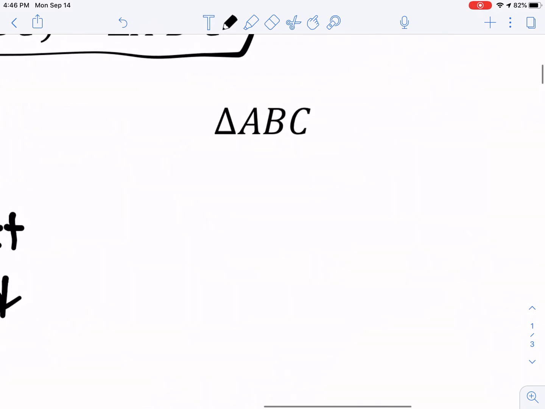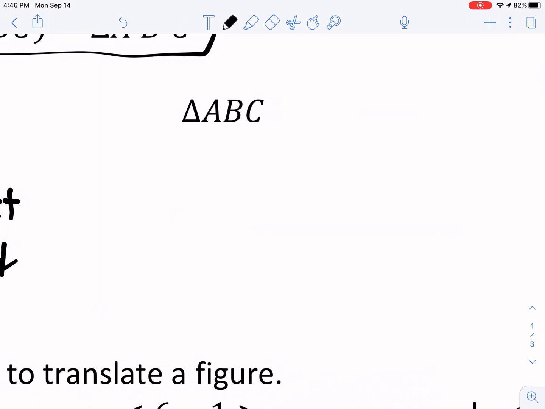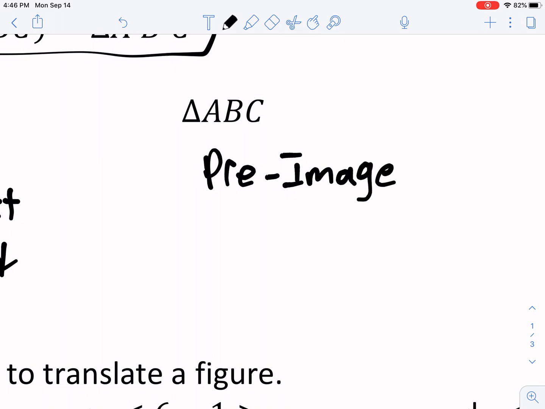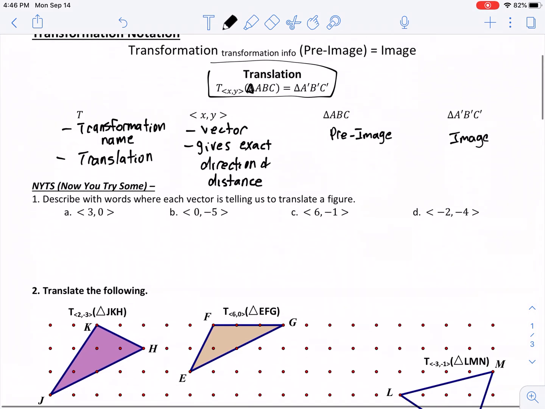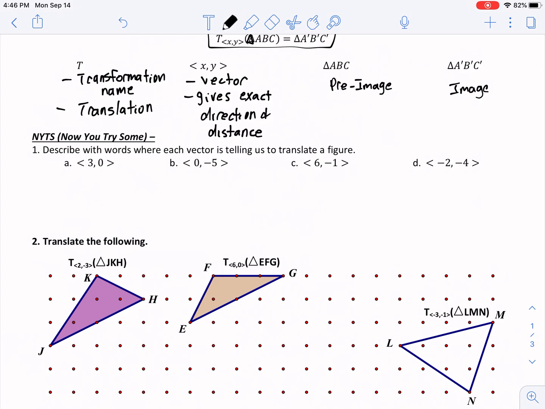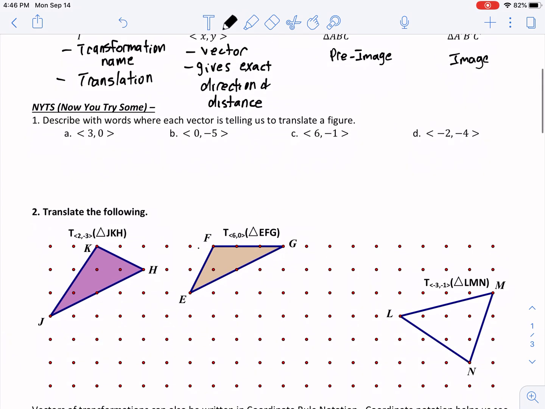And then, of course, we said delta. Sometimes we're talking about a triangle. However, we don't only have to translate a triangle. We can move other pre-images to get to our image. But in this case, we're talking about the pre-image and then also the image. Okay, so remember we use the apostrophes to indicate our image, A prime, B prime, and C prime. Okay, now I'm going to go over actually two of these examples together, and then we'll do the rest in class, okay?